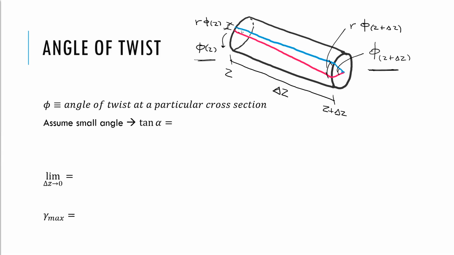Now the arc length is calculated as your radius times your angle, correct? So that's why we have R times phi, and then everything in the parentheses is a subscript, just telling you where phi is being evaluated. So phi is what we call the angle of twist, and it refers to a particular cross-section. So if you have an angle of twist value, it's at a particular cross-sectional location, somewhere along the length of that member.